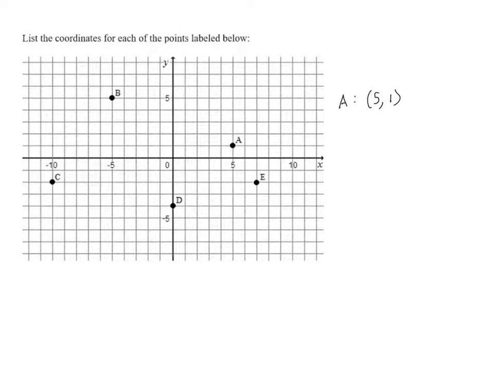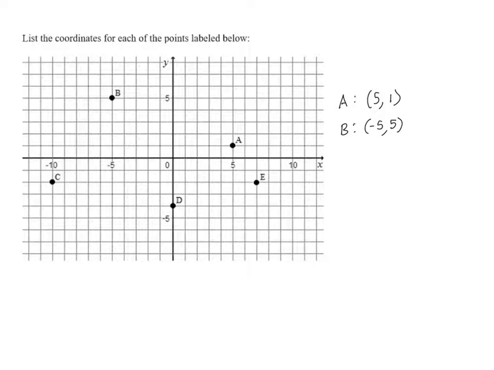Let's look at B. B is over here. If we want the x-coordinate, we go down to see where this is along the x-axis, and we can see that it's at -5. So the x-coordinate is going to be -5. Now the y-coordinate, we go to the right to see how high up we are. We compare this to the y-axis, and since it's at a height of 5, it's at 5 on the y-axis, we know that the y-coordinate is going to be 5.